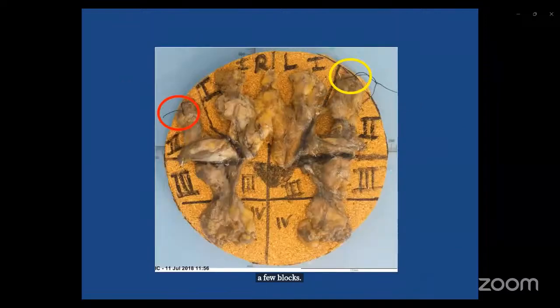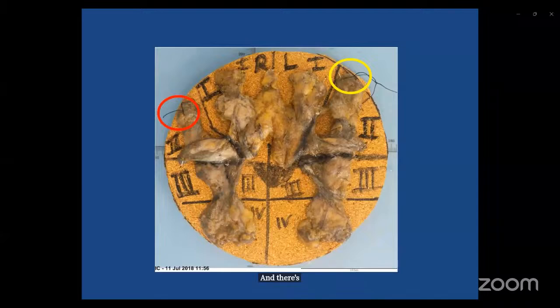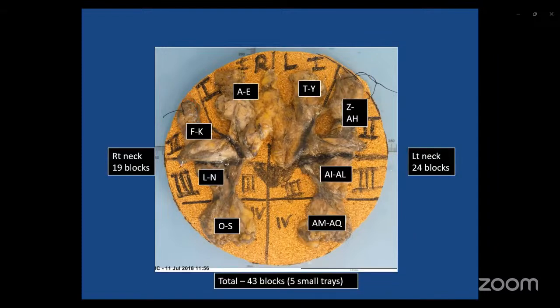And this is a very nicely orientated neck dissection received on board with actually the levels drawn on. You can't really ask for much more than that. And there are orientating sutures marked with yellow as a long suture marking level 2 on the left side, and the red marker shows the short suture marking level 2 on the right. And the standard procedure described earlier was followed.